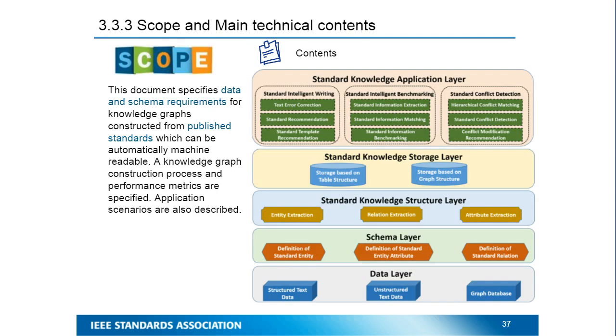So here, the architecture framework of the standard-oriented knowledge graph mainly comprises 5 layers: data layer, schema layer, standard knowledge structure layer, standard knowledge storage layer, and also the application layer. According to the different characteristics of standard data, we can divide the data into 3 categories: structured data, like table data, unstructured data, like text descriptions of standard requirements, and also graph data.